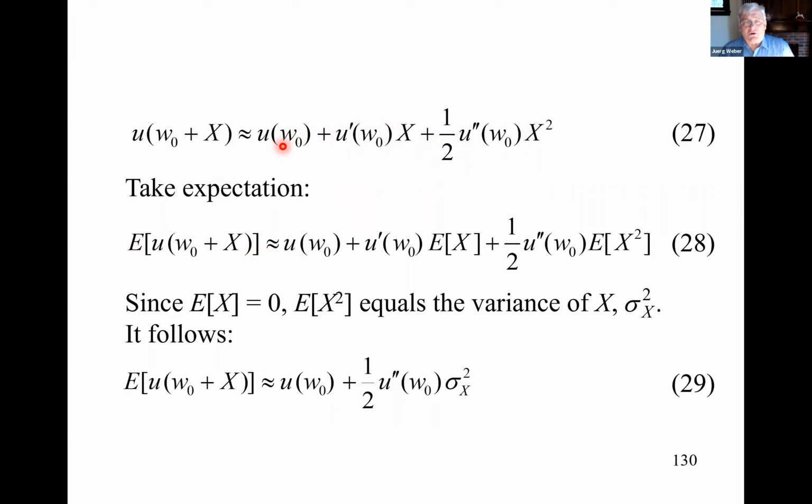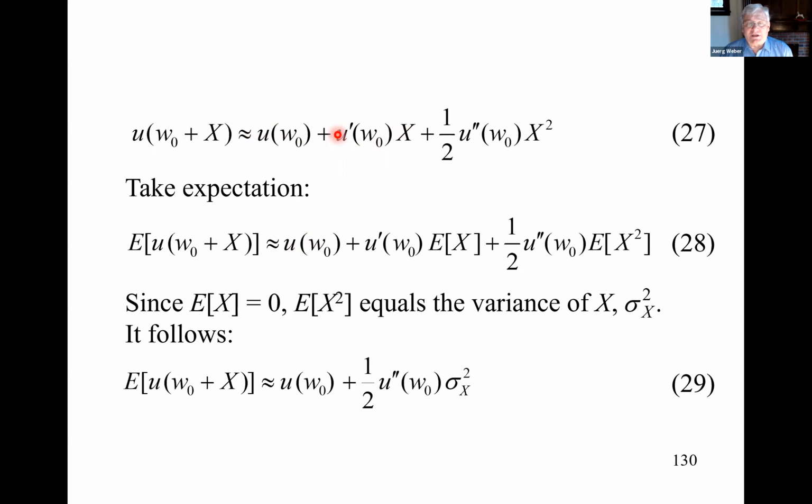Now, the utility of initial wealth is constant, because initial wealth is constant. So the expected value of this term is just a constant again. That's just the utility of initial wealth. If you take the expectation of a constant, the expectation does not matter. You do not have to write it down here.